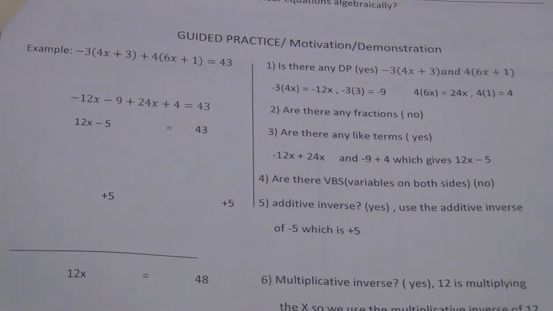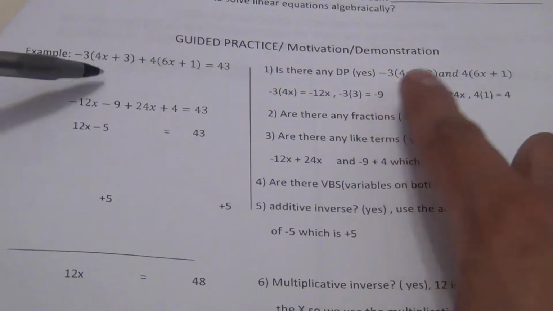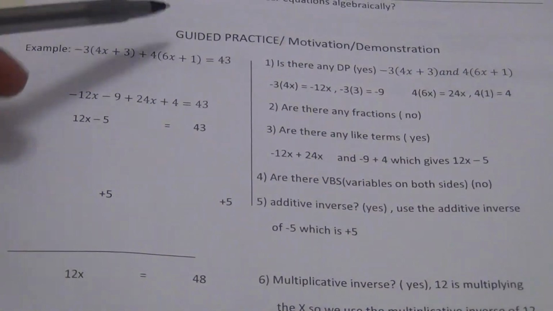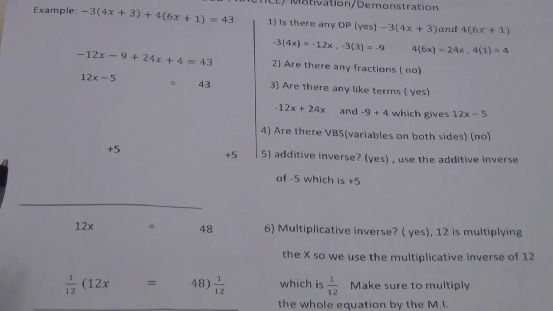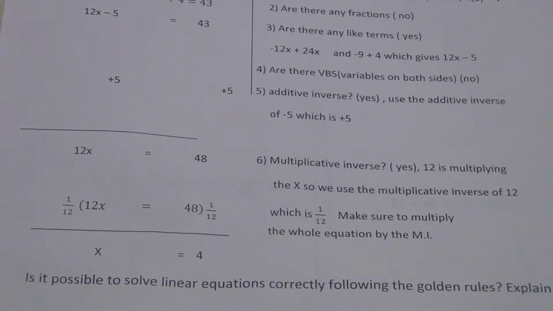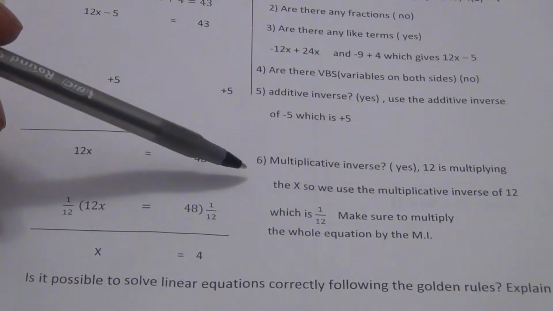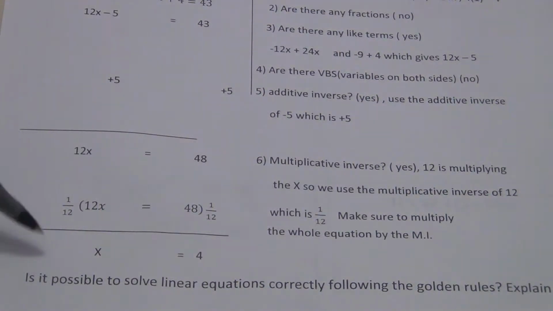Cool then. So you see, distributive property, yes, and I give you the example right here. Then I solve it. At this point, you already know what's going on. I'm just showing you the example. And you see when I use the multiplicative inverse of 12, which is basically 1 over 12, I multiply by 1 over 12, and I end up with my answer.